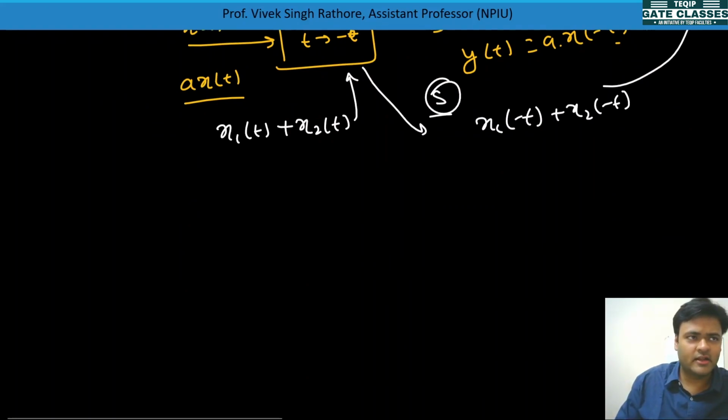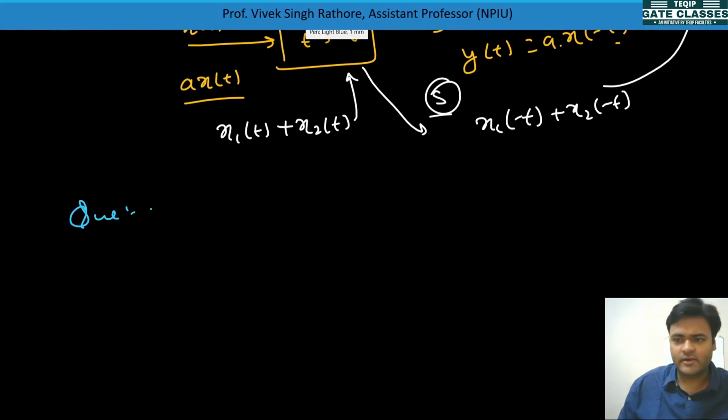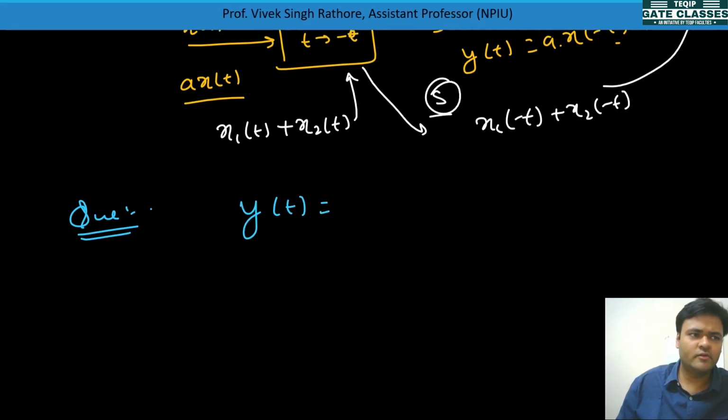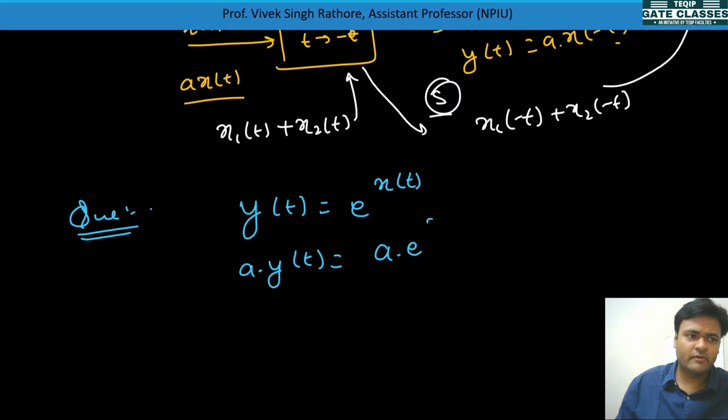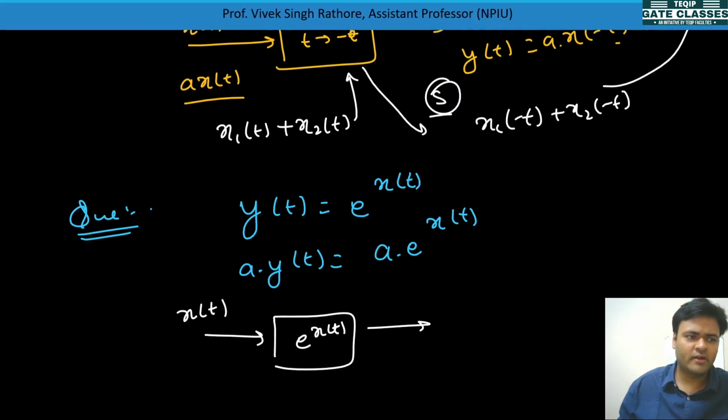Now we'll take another example, one more, some non-linear example. y(t) is equal to e to the power x(t). First we should multiply and calculate a times y(t) also, so you will get a times e to the power x(t). For the system, we need to see what it is doing. Whatever input you give, it takes the exponential of that, so y(t) is equal to e to the power x(t).